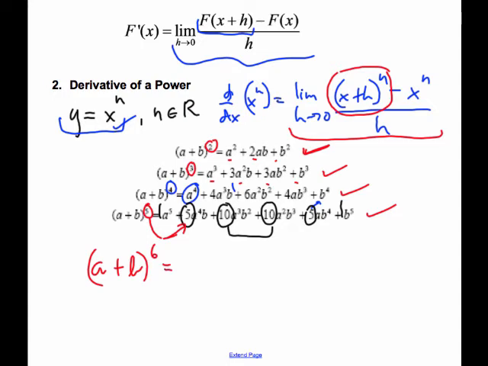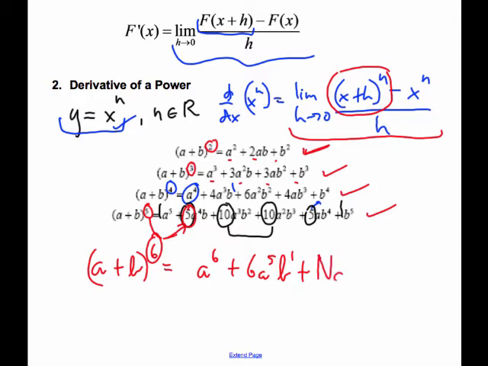So I would have 7 terms in the expansion. The first term would be a to the 6th. The second term would be, coefficients the same as the power up above here. So it'd be 6a to the 5th, b to the 1. And then there would be some number after that.